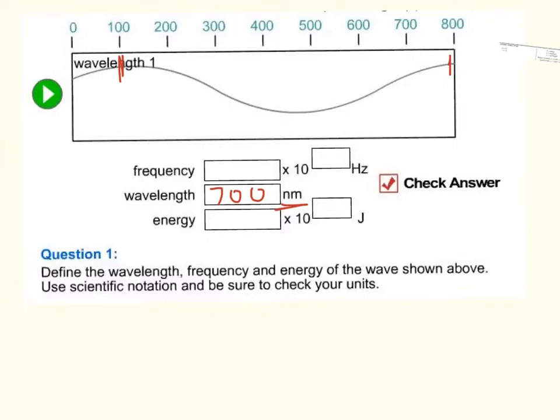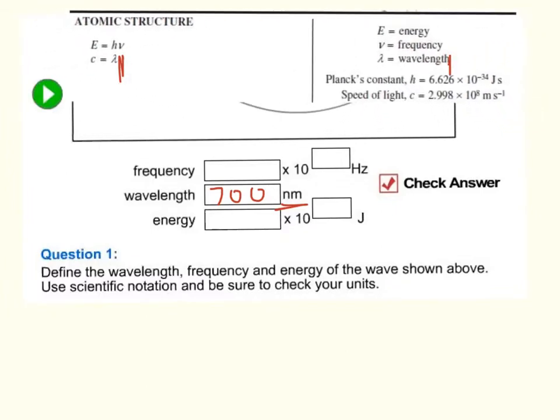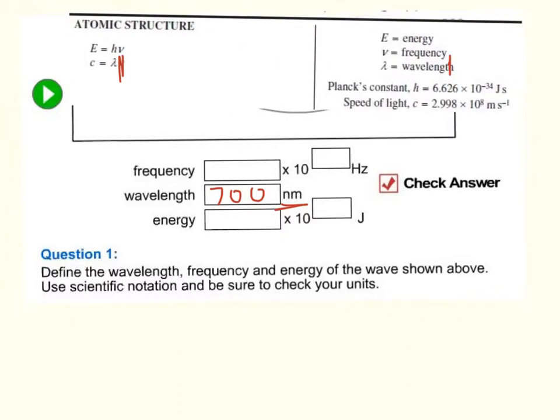Okay, so if I want to find frequency or energy, I'm going to need some of my formulas. Now, if you look on your equation sheet, what you will see is that the equations and constants that you need to do this are located on the equation sheet that I gave you. Okay, so there are formulas here. E equals h nu, c equals lambda nu, and we are also given some constants that will be helpful for us.